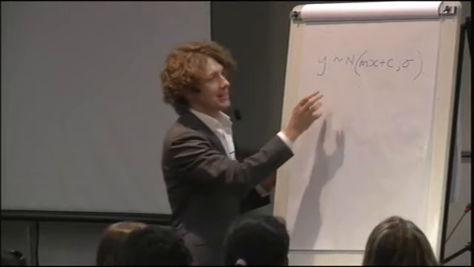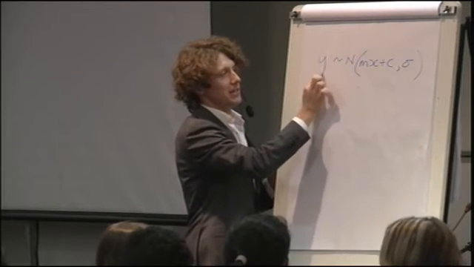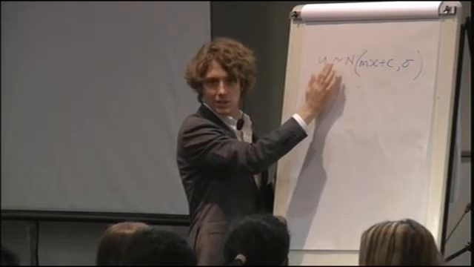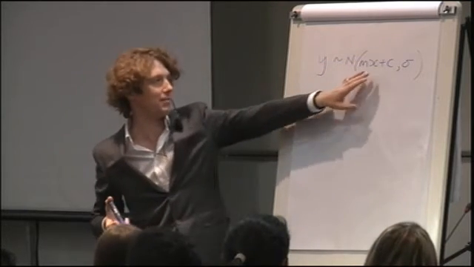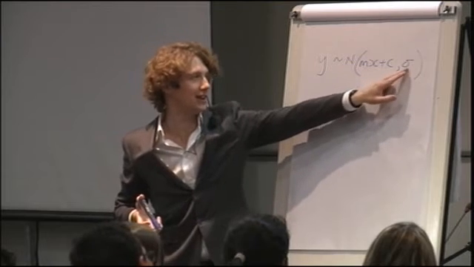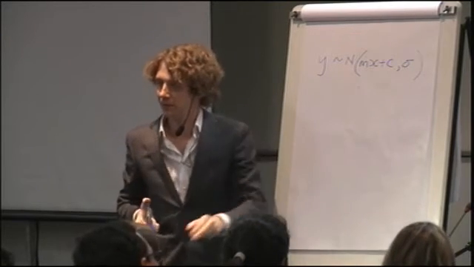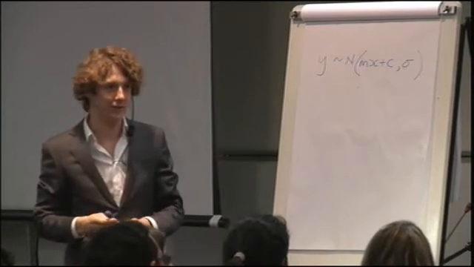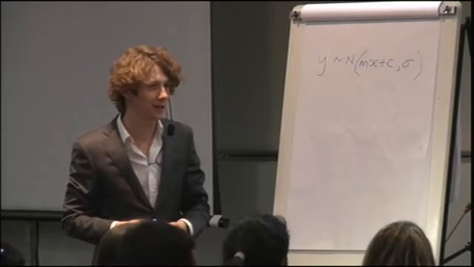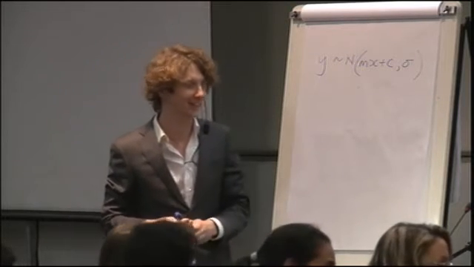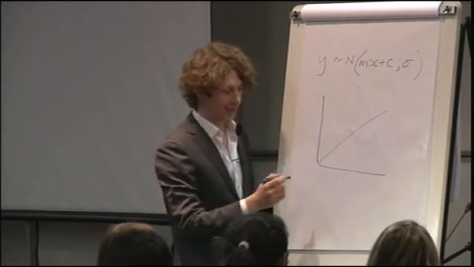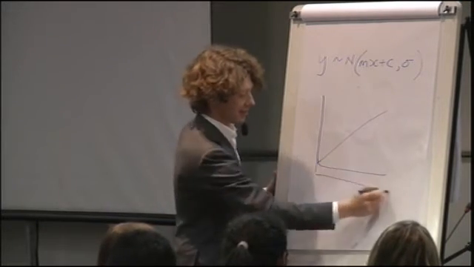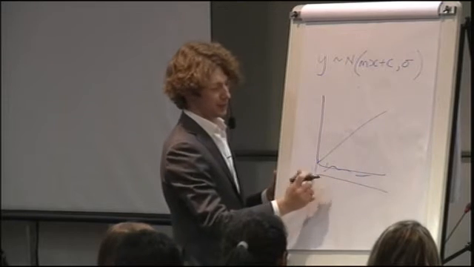What this says is that each piece of data Y is drawn from a normal distribution with a mean of mx plus c and an unexplained variation of sigma. So what do we mean by that? Well, we plot up a straight line here. It's got a non-zero intercept. So we plot up a straight line.